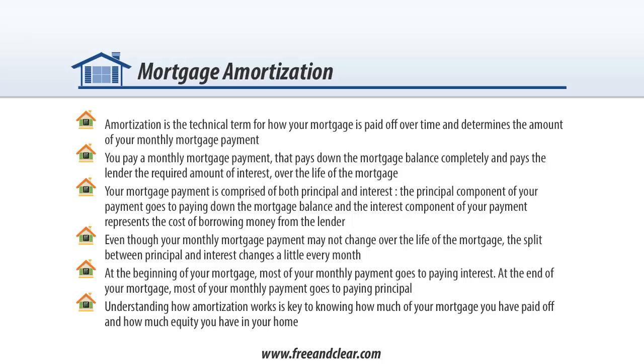The split between the principal and interest components that make up the monthly mortgage payment is determined by the amortization formula. Even though your monthly mortgage payment may not change over the life of the mortgage, the split between principal and interest changes a little every month. At the beginning of your mortgage, most of your monthly payment goes to paying interest. At the end of your mortgage, most of your monthly payment goes to paying principal. For example, with a 30-year fixed-rate mortgage, it takes approximately 19 to 23 years to pay down half of the mortgage, depending on the interest rate. Understanding how amortization works is key to knowing how much of your mortgage you have paid off and how much equity you have in your home at any given point over the life of your mortgage.